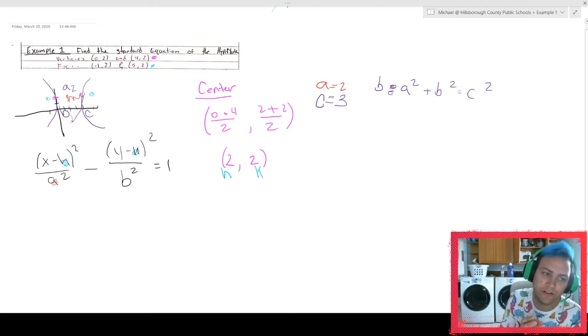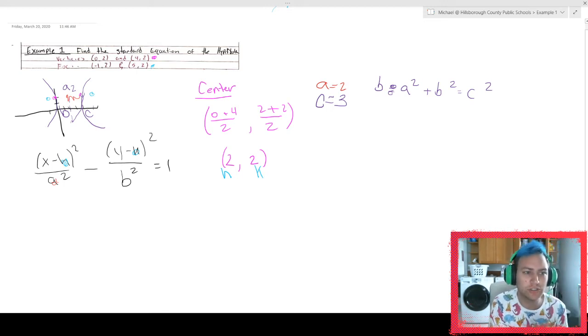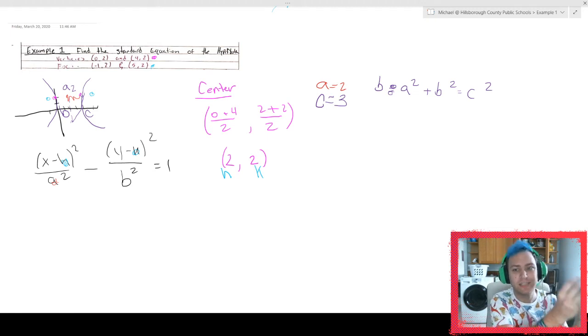Again, if you're really confused on why that happens, I can show it to you. But just remember that in the ellipse, it's b squared plus c squared equals a squared, because b and c are a and b in the actual Pythagorean theorem.